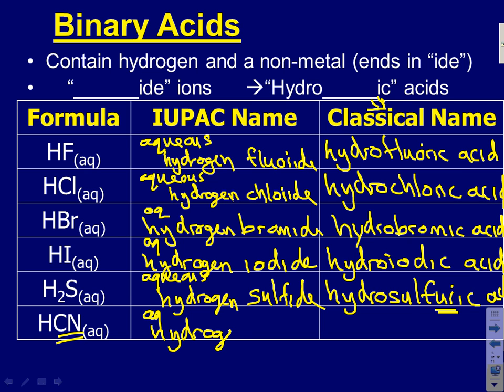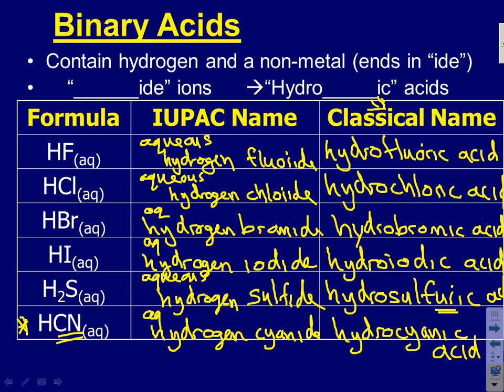Yeah, it was hydrogen cyanide. Yeah, very good. Hydrocyanic acid. Okay. So if it ends in "ide", like our nonmetals do, and you're doing the classical name, the blank "ide" becomes hydroblankic acid. All right? And that's for binary acids that are made up of two elements, hydrogen and a nonmetal, with this guy being a special case.